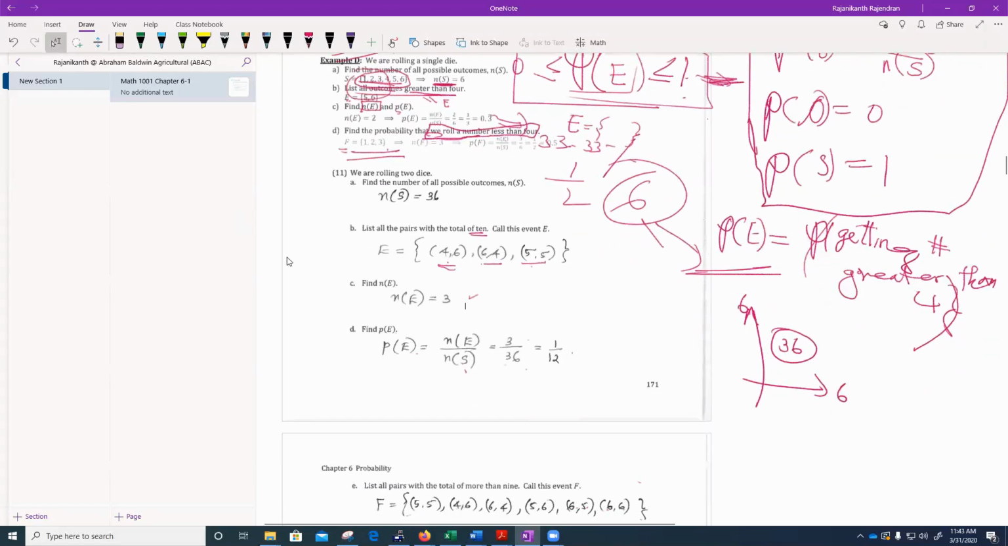Once you know n of E, we are going to find P of E. The probability of getting this event, number 10 total, is n of E over n of S. n of E is 3. n of S is 36. So 3 over 36, which is 1 over 12.